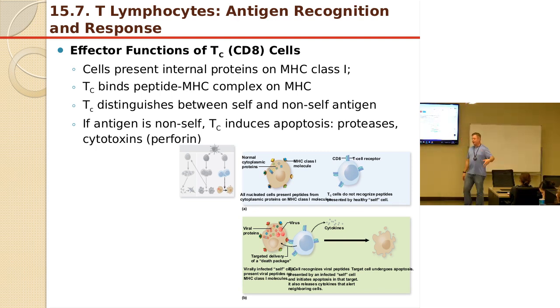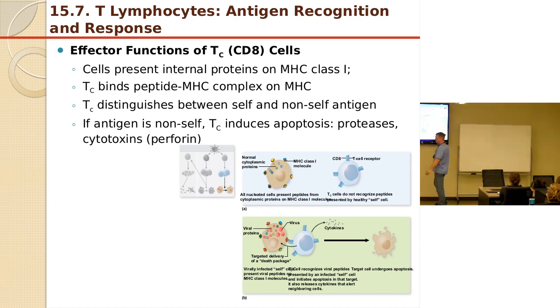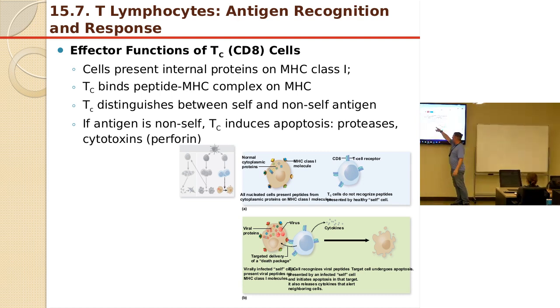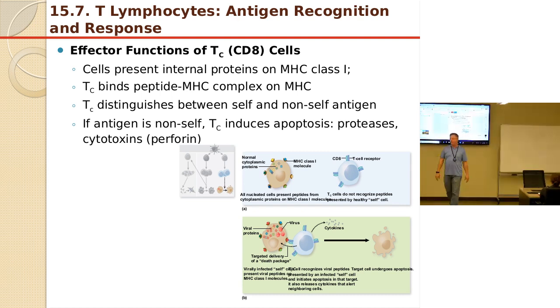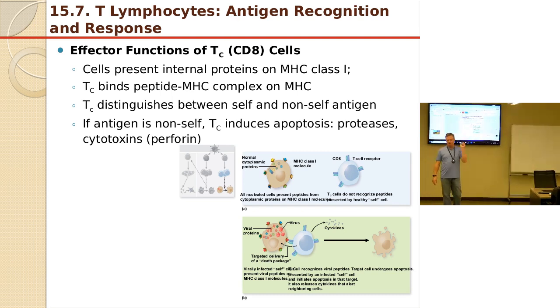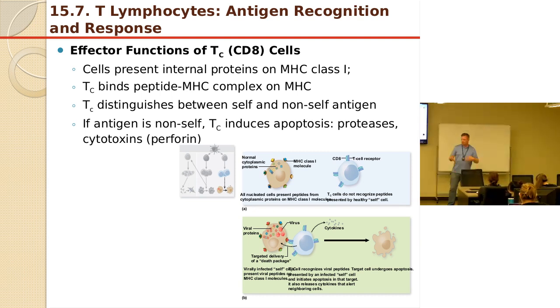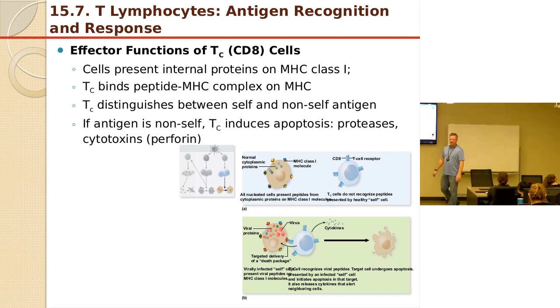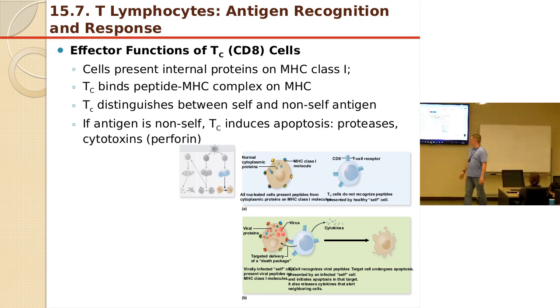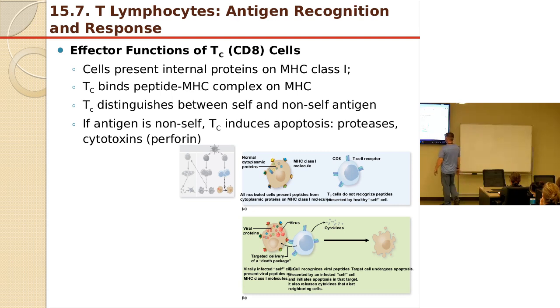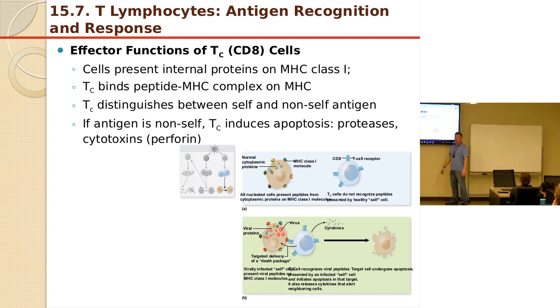So it's going to start producing proteases that are going to chew up the proteins of that cell, as well as release cytotoxins in the form of what's called perforin. Perforin is a toxin that pokes holes in the cell membrane. Poking a hole in the cell membrane is like popping a balloon. Doesn't matter where you poke the hole, it's going to destroy the whole balloon. So if you poke a hole in the cell membrane, you basically cause the cell to pop. When that occurs, of course, the cell dies.